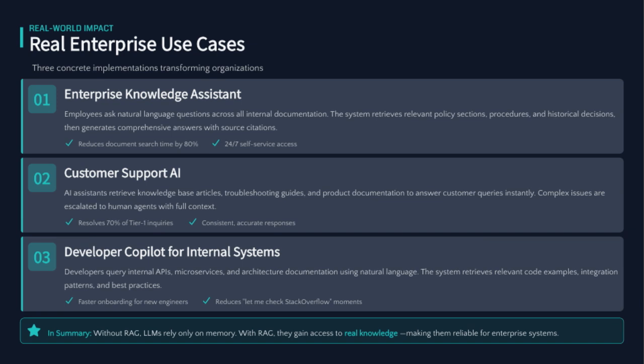On the customer support side, it offers 24/7 self-service access, reducing document search time by up to 80%. Employees can ask natural language questions across all internal documentation, and the system finds relevant policies, procedures, or past decisions, then generates comprehensive answers with source citations. All these examples demonstrate how RAG-enabled systems are transforming organizations, delivering real-world impact by making internal operations more efficient, accurate, and responsive.